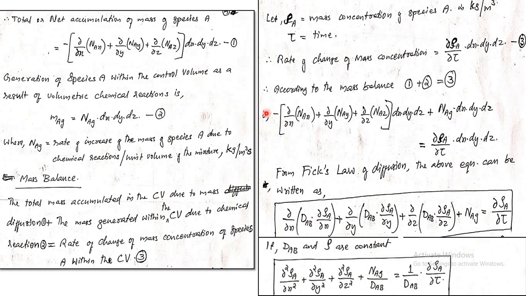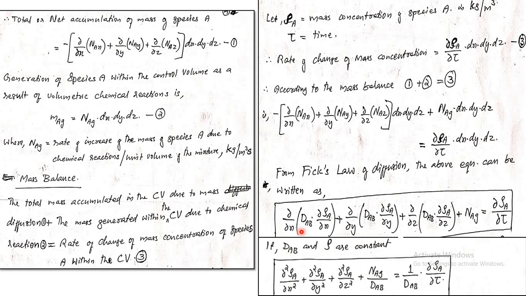Here we have a minus sign at the outside, and inside, if you apply Fick's law, we have a minus sign. So the minus sign will become positive. So plus the second term will be ∂/∂y of D_AB ∂ρA/∂y plus ∂/∂z of D_AB ∂ρA/∂z plus n_Ag equal to ∂ρA/∂τ.